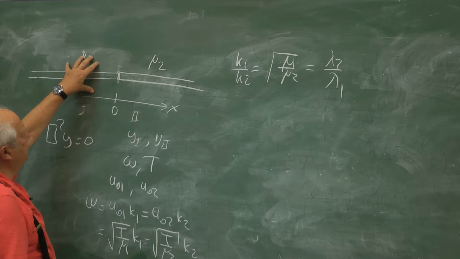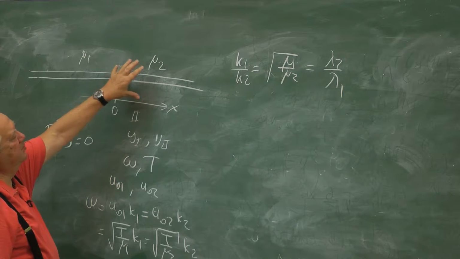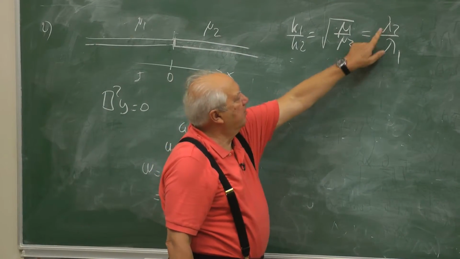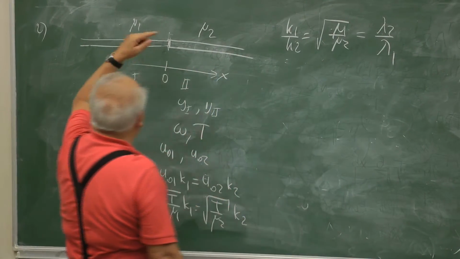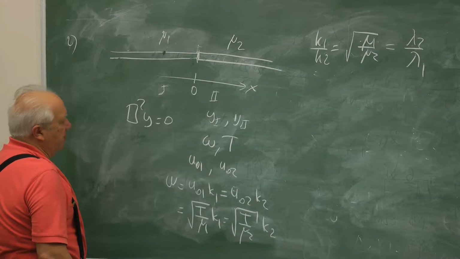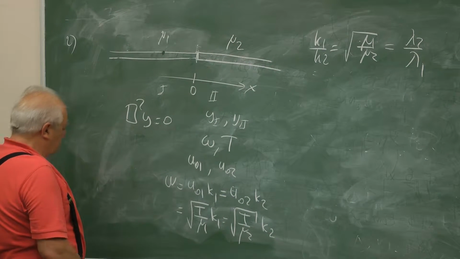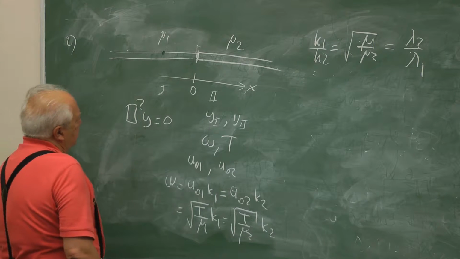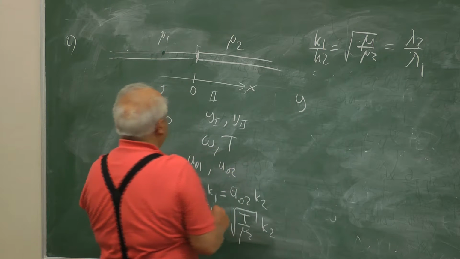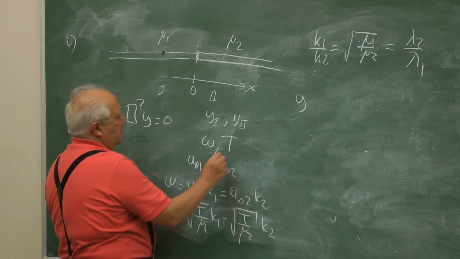Part of the wave is reflected back, and part of it is moving with a new wavelength. The reflected wave will have the same wavelength because it's on the same medium. So this is the problem we shall solve. Let us say that y, because this is tension.